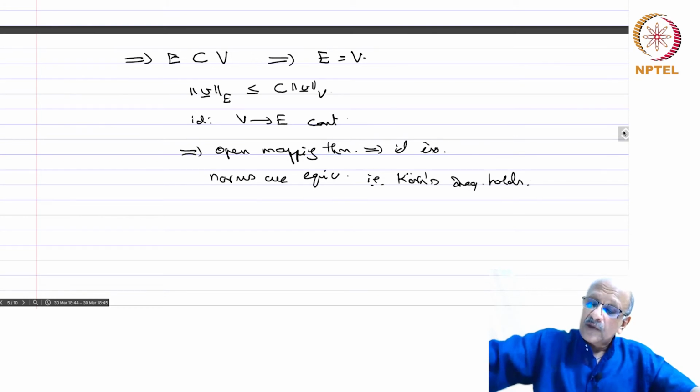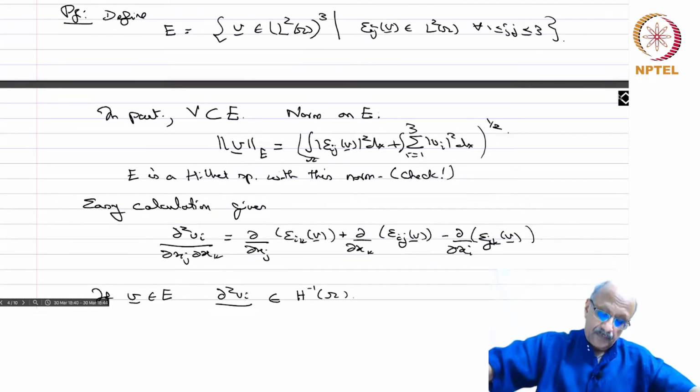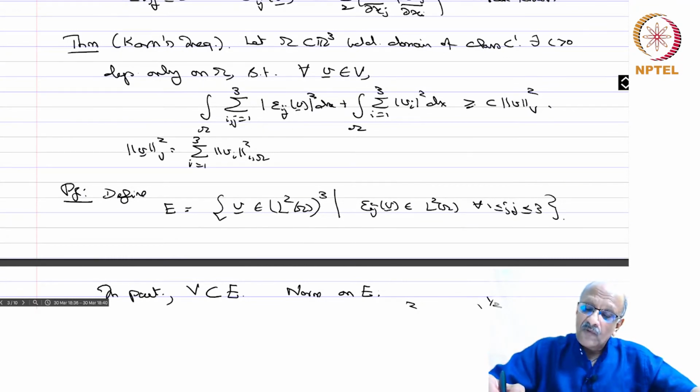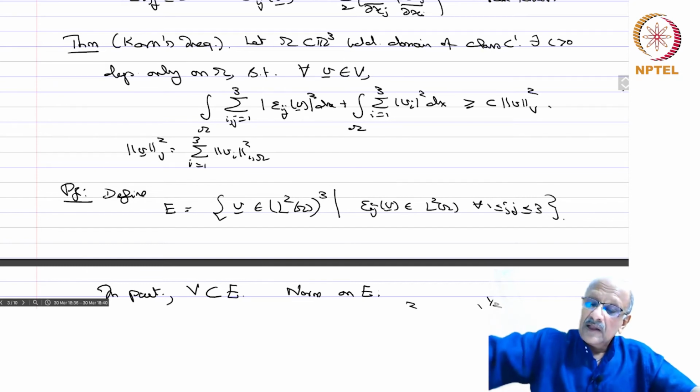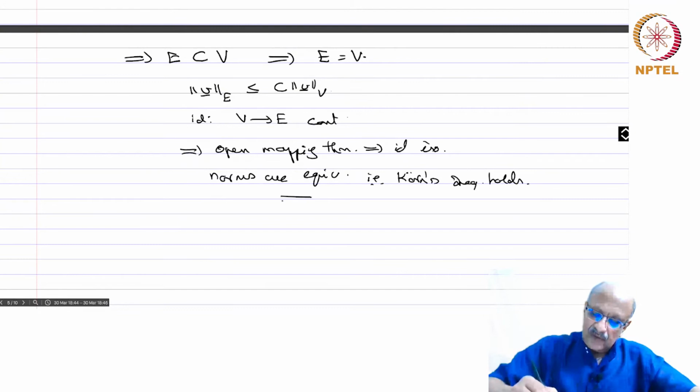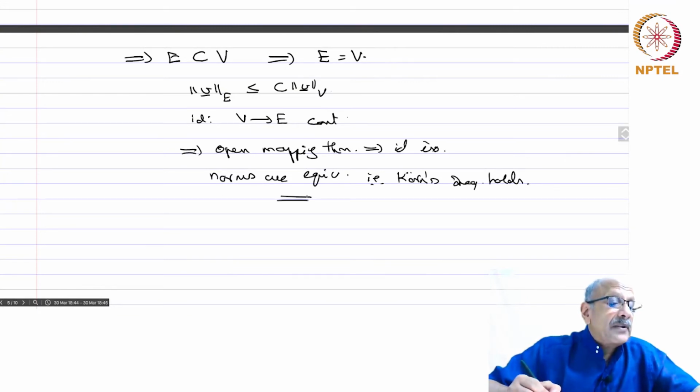Because what is Korn's inequality? It's precisely saying that the norm of V is less than C times the other norm. Okay, so that is exactly Korn's inequality. This is a very nice application of the open mapping theorem, and it's an important inequality in the theory of PDEs.